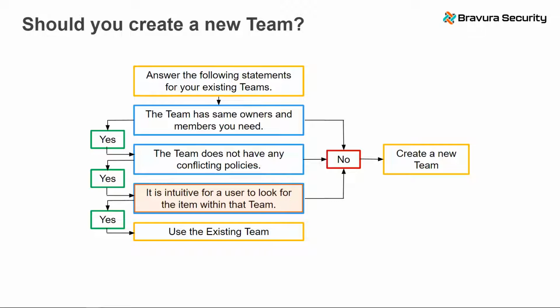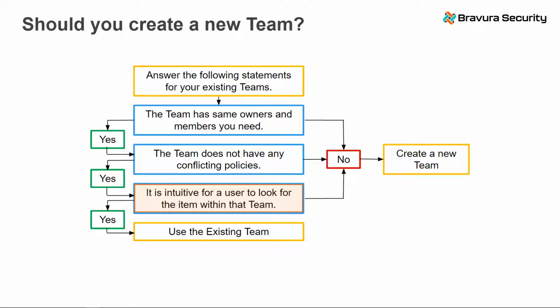Ultimately, does it make sense to add the item to an existing team? Will someone intuitively look for it in that team? Let's say the item you have is a company credit card, and you need to share it with the CEO. The CEO and you, in this case, are part of several teams, say legal, human resources, and training. You would not add the credit card item to the training team when it does not make intuitive sense for the CEO to look for it there.